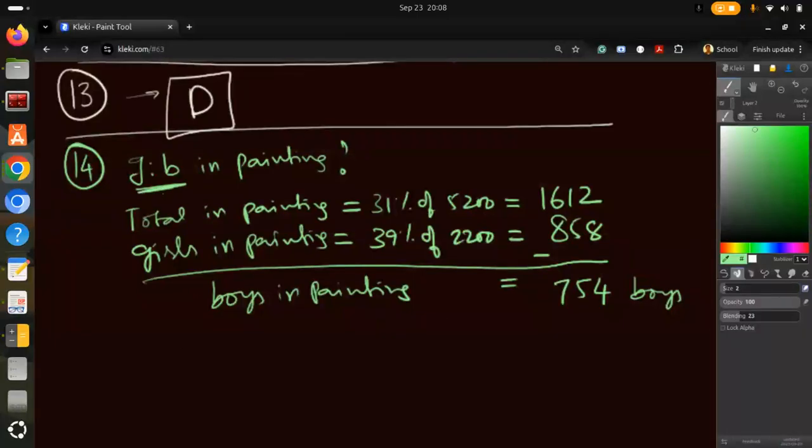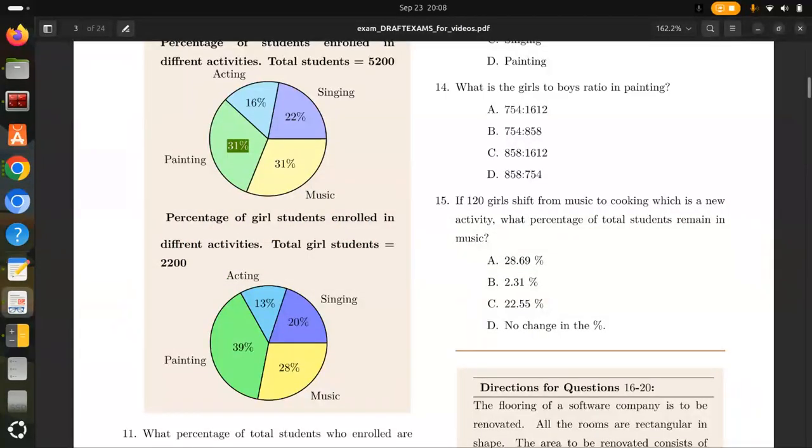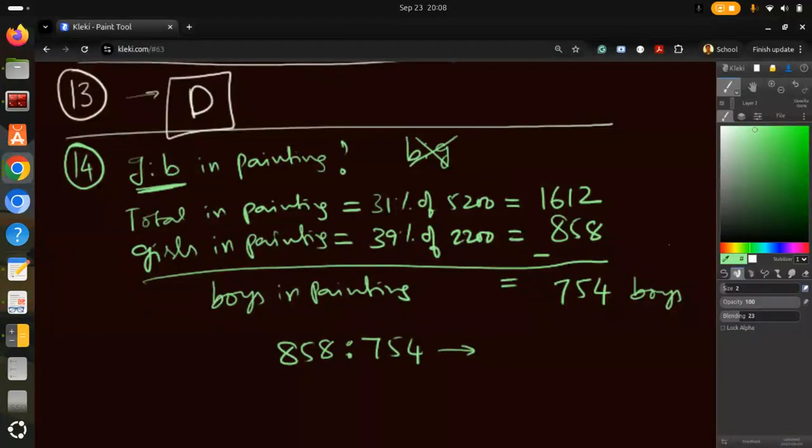Now, what is the ratio? G is to B. It is not B is to G. It is G is to B. It is not total is to girls or whatever. You have to correctly see. So this is G is to B, that means 858 is to 754. Actually, I can simplify this ratio, but if I notice in the answers directly, that option is available here as option D. 858 is to 754, which is exactly matching with D. So my question number 14 answer also is D. Okay, so let's continue.